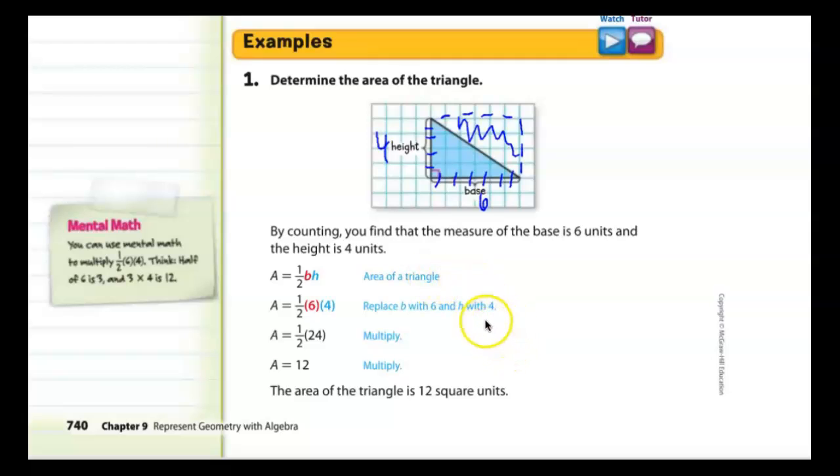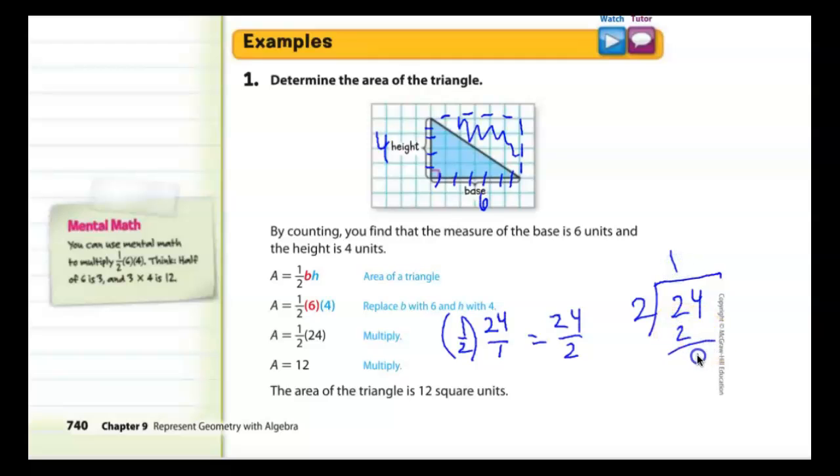1/2 times 24 is the same as 24 over 2, and then we get the improper fraction. So this might make it a little easier for you to visualize. Then all you have to do is either know your basic math facts, or you can calculate it if you want to. 1, 2, and the answer is 12 square units.